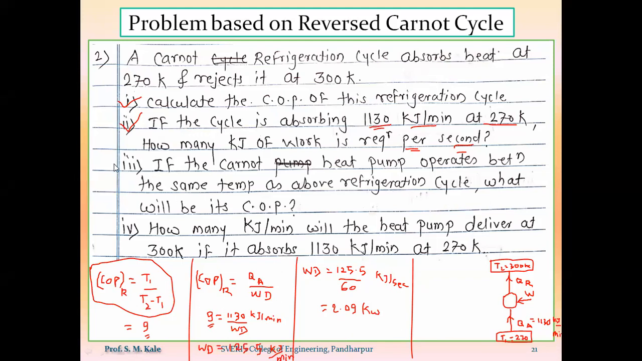Now, third question. If the Carnot heat pump operates between the same temperatures as the above refrigeration cycle, what will be its COP? Now this refrigeration system is used as a heat pump. The temperature limits are the same. So what will be the COP of this heat pump? What is the formula? COP of heat pump will be calculated as T2 divided by T2 minus T1, or COP of refrigerator plus 1, because we are using the same refrigerator as a heat pump.